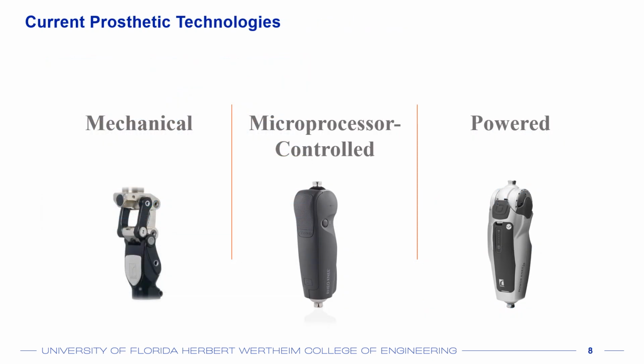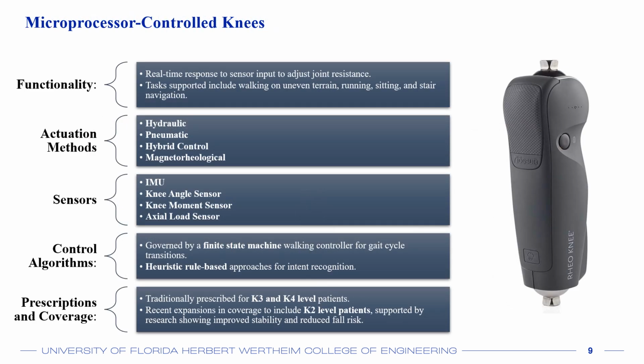This brings us to the current prosthetic technologies available to these patients, which include primarily mechanical and microprocessor-controlled knees, in addition to some powered options as well commercially. With respect to microprocessor-controlled knees, the general functionality of these devices are to provide real-time response to sensor input via the modulation of joint resistance, and this is supported in a variety of tasks, including standard walking, but also things like stair and ramp navigation, in addition to any specific modes of the device, like cycling or golf mode.